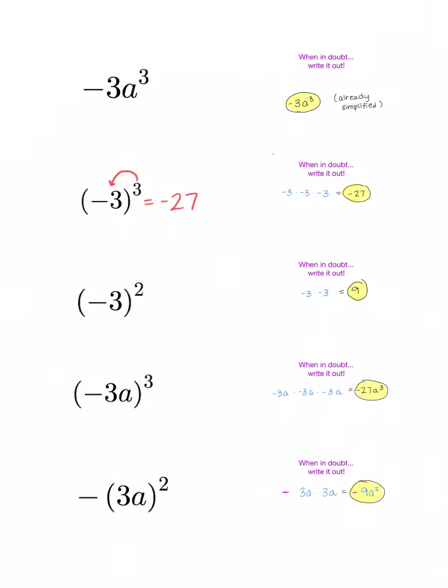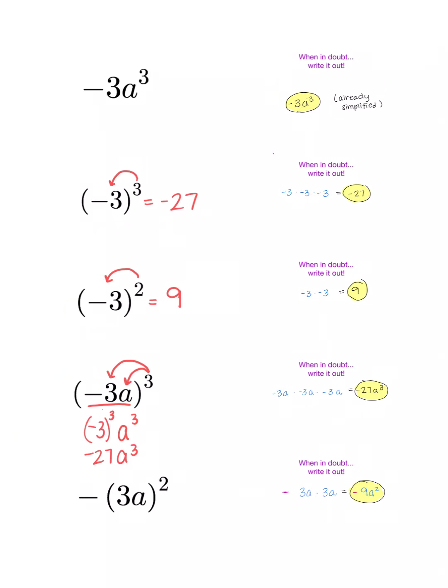Our second one has a negative 3 being squared, which is negative 3 times negative 3, or positive 9. When in doubt, write it out. Our next example has the quantity negative 3a being cubed. That cube has to apply to both the negative 3 and the a. Negative 3, that whole thing cubed, including the negative, and the a being cubed would equal negative 27a cubed. Again, when in doubt, write it out and think through what you're actually doing.